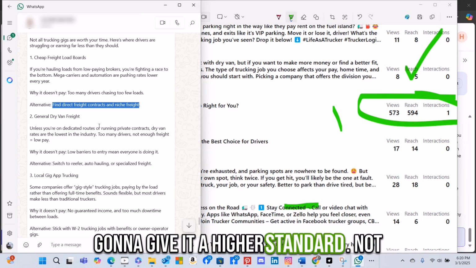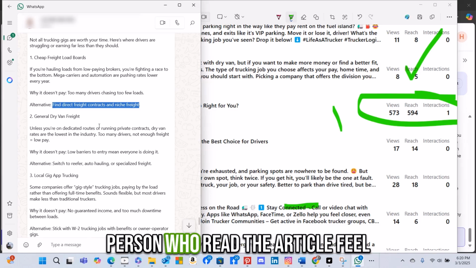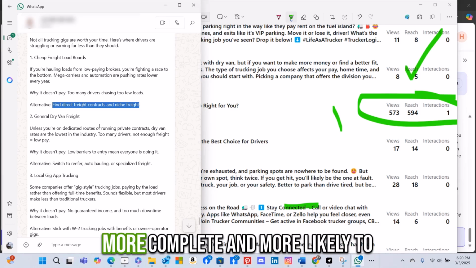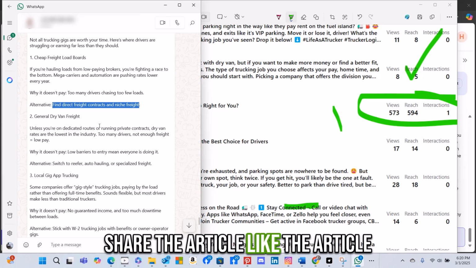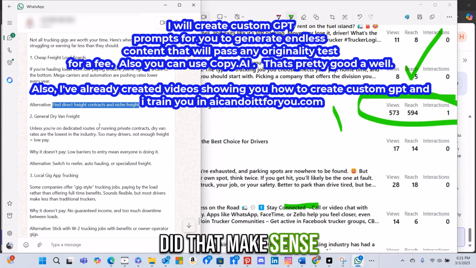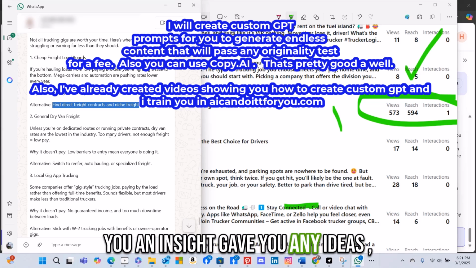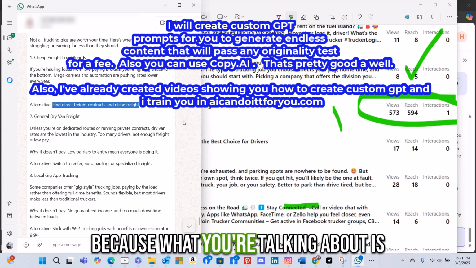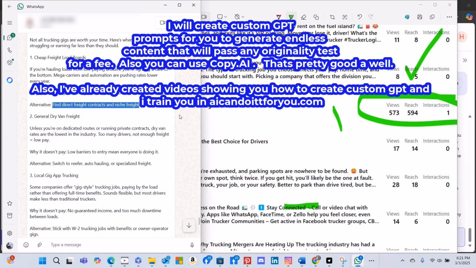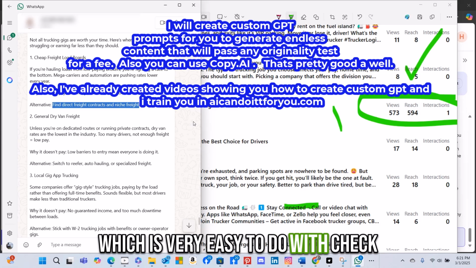That's going to give it a higher standing. Not only that, but that's going to make the person who reads the article feel more complete and more likely to share the article, like the article, on the website. If that makes sense. All right. If that helped you out, gave you any insight or ideas, because what you're talking about is now just trying to make the articles related, which is very easy to do with ChatGPT.